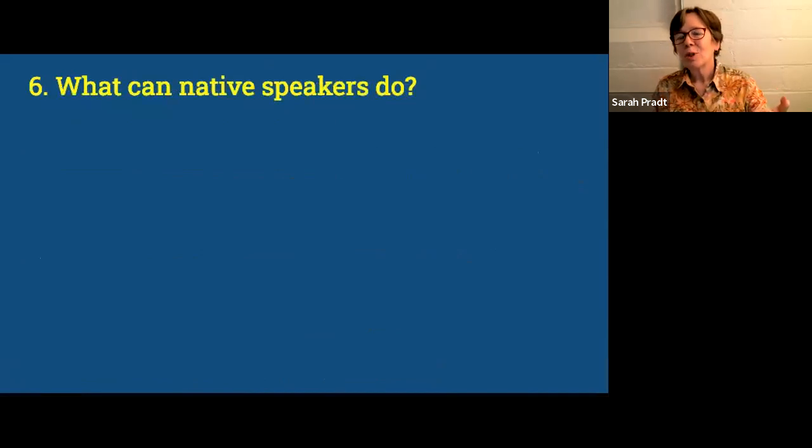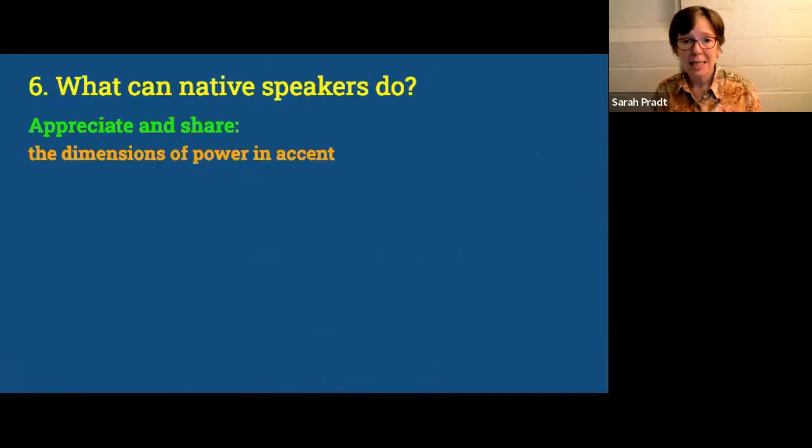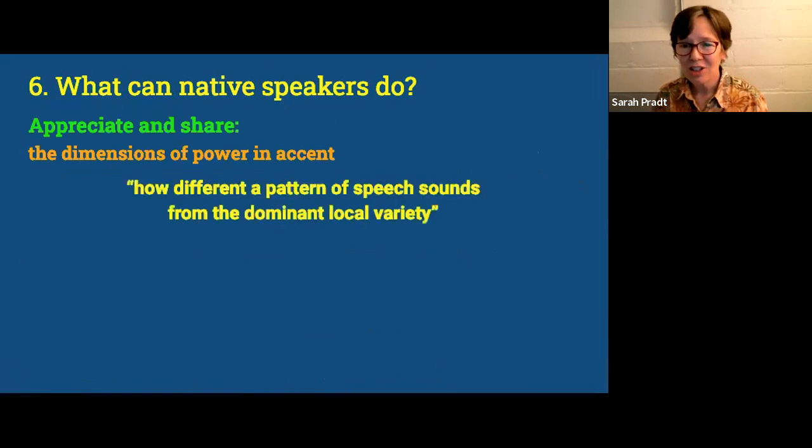The next question for the workshop is, what can native speakers do? And there are several things. We can appreciate and share the dimensions of power in accent. Remember our initial definition, how different a pattern of speech sounds from the dominant local variety. Dominant is about power, and accent is about power. People who have power are considered to speak normally, to speak with an unaccented voice, whereas people without power are not.